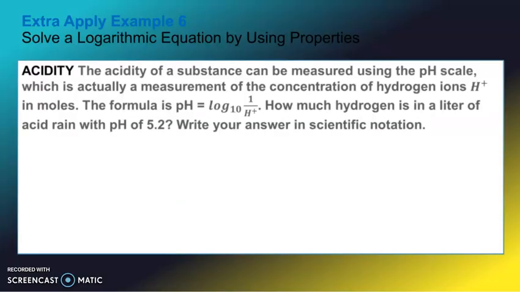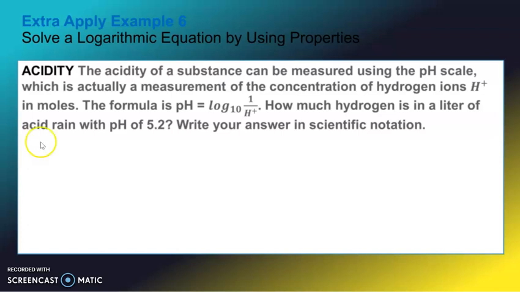The second problem is the acidity of a substance can be measured using the pH scale, which is actually a measurement of the concentration of hydrogen ions, or H+, in moles. The formula is pH equaling log base 10 of 1 over H+. How much hydrogen is in a liter of acid rain, which has a pH of 5.2?